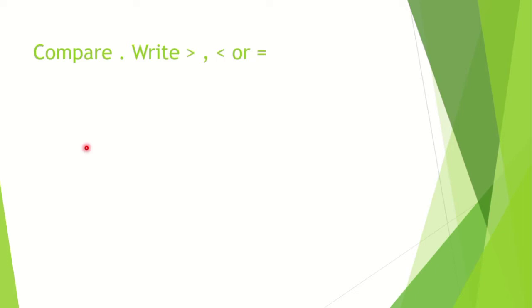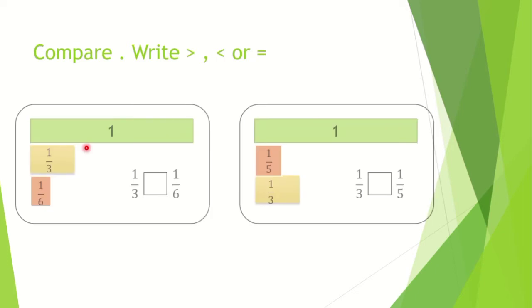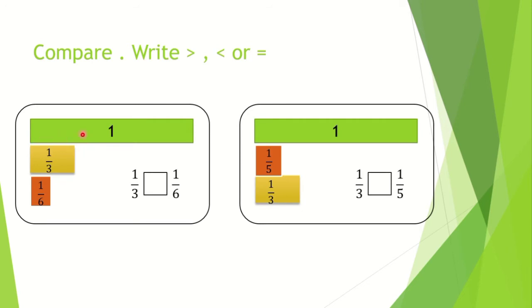Compare, write greater than, less than, or equal. I have here 1 whole, and here it's a third of 1, and here it's a sixth of 1. So here, who's the biggest, third or sixth? See by your eye, I have here third, this is a third, and this is a sixth. So who's the biggest, third or sixth? Perfect. Third is bigger than sixth.